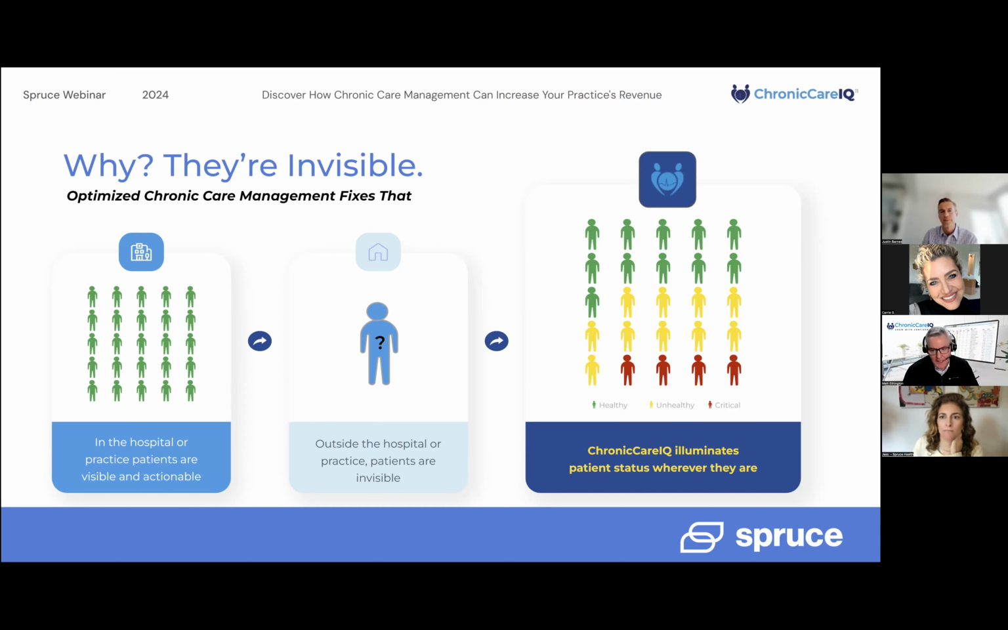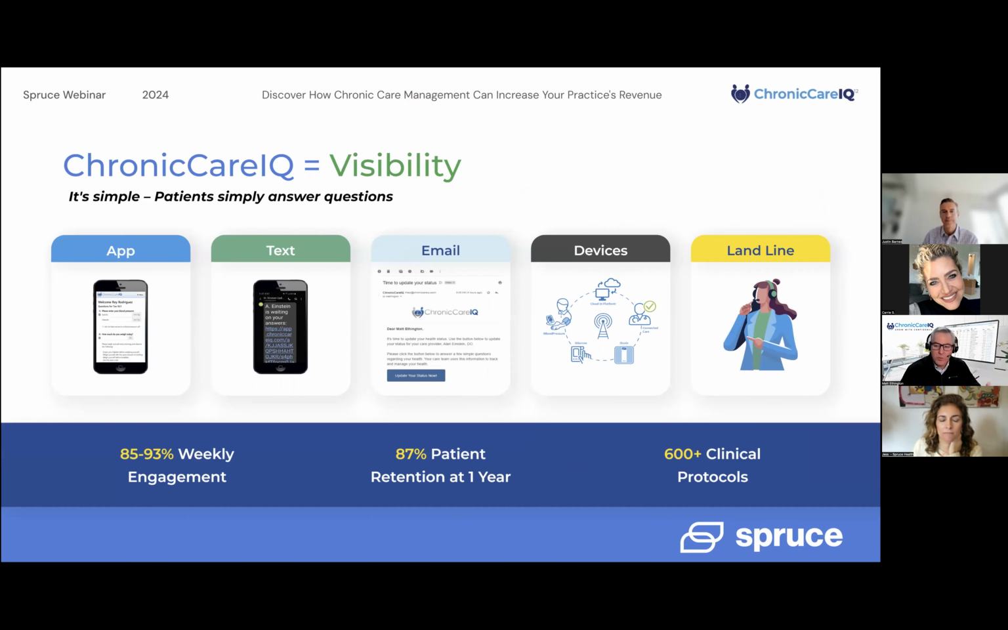We have to collect data. And when we collect data, we can see who these red patients are that need attention, and we can see who these yellow patients are that need encouragement. If we'll go to the next slide, Justin. So that's what Chronic Care IQ tries to do. And this is, I think, the first and most important thing you can do in a care management setting.